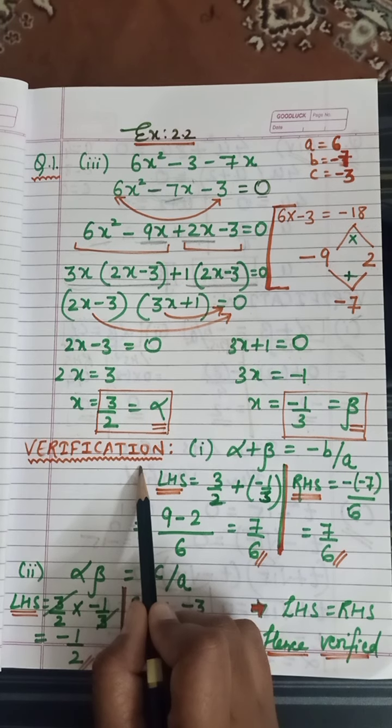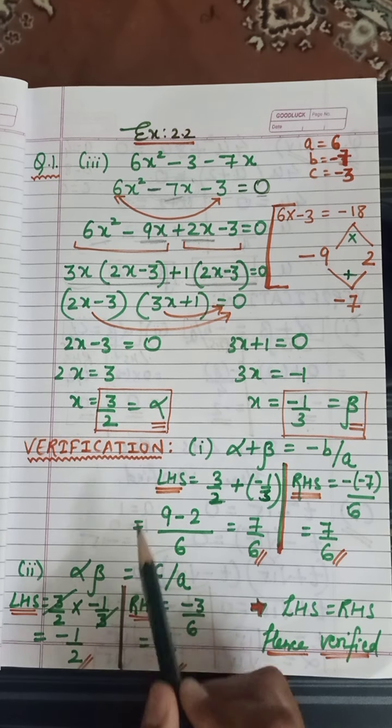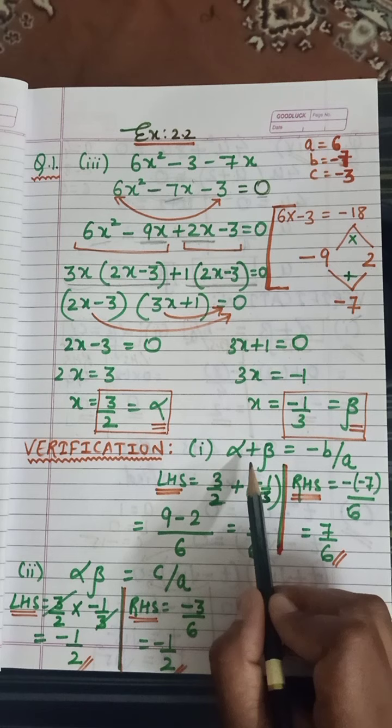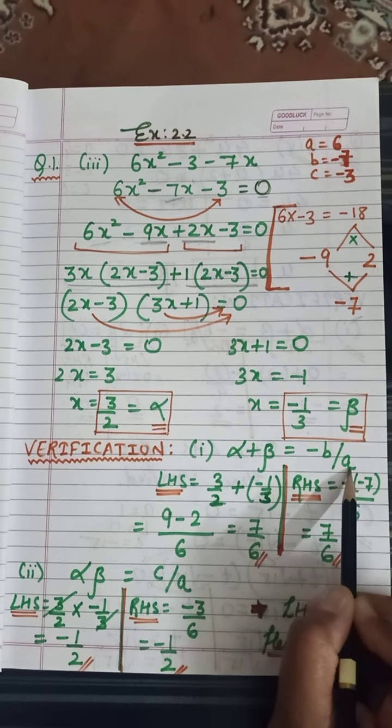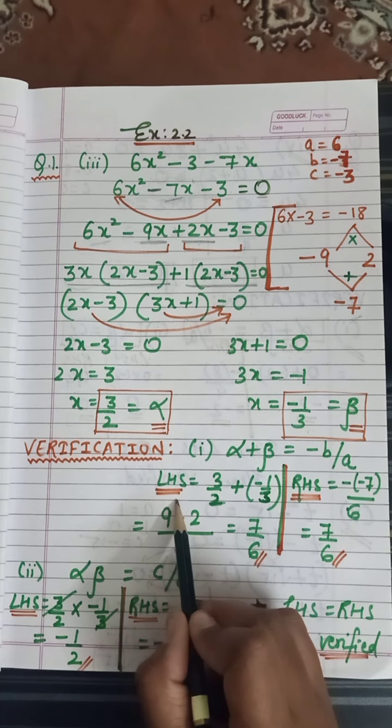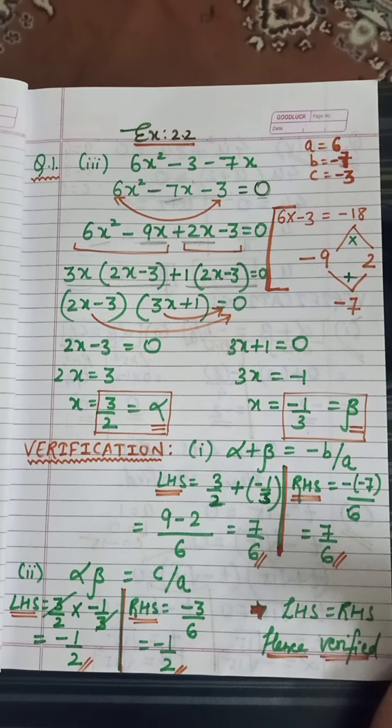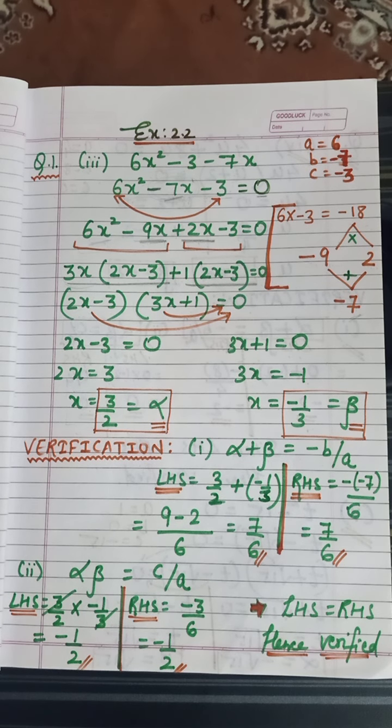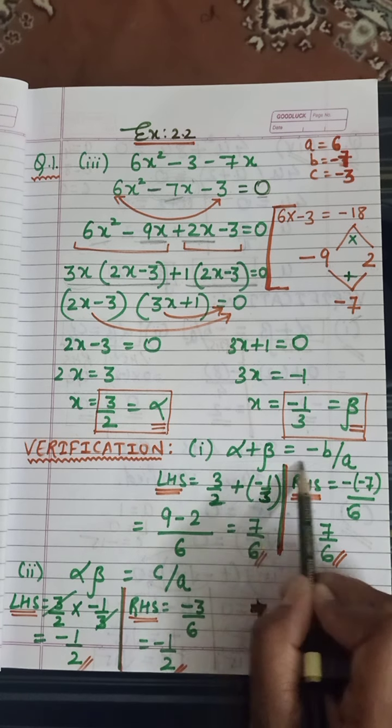Now let us verify the relationship of zeros with the coefficients. So the first relationship is alpha plus beta is minus b by a. So left hand side, right hand side. Whenever I have to verify, I have to check whether LHS is equal to RHS or not. So okay, let us check this relationship.